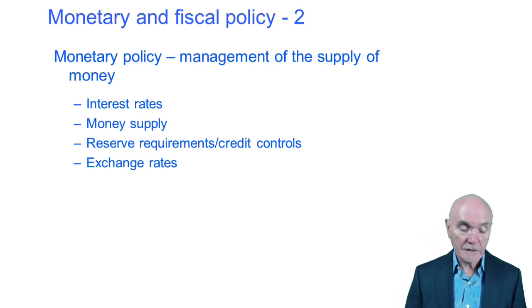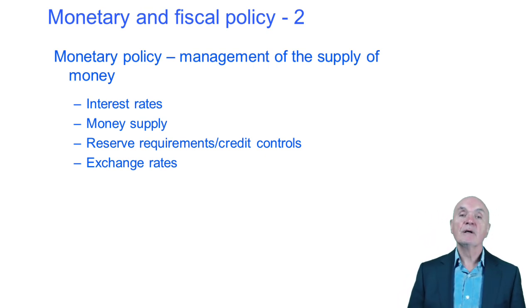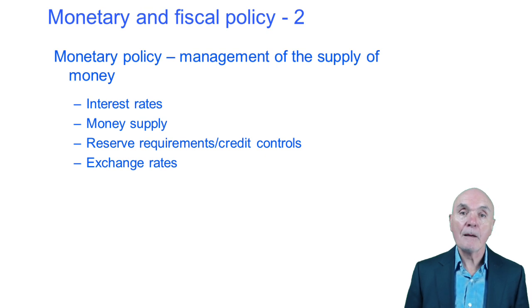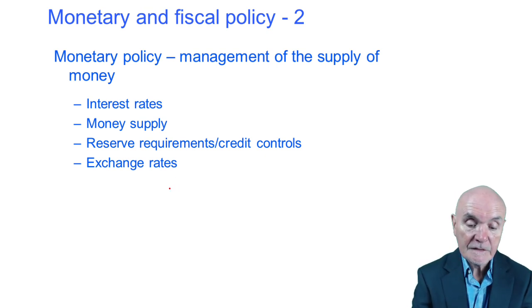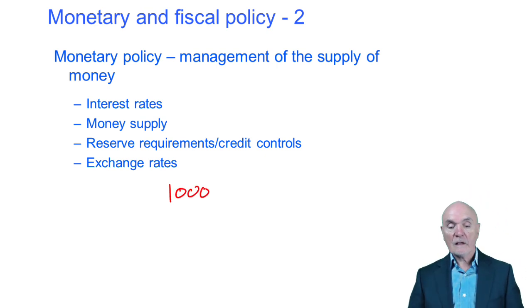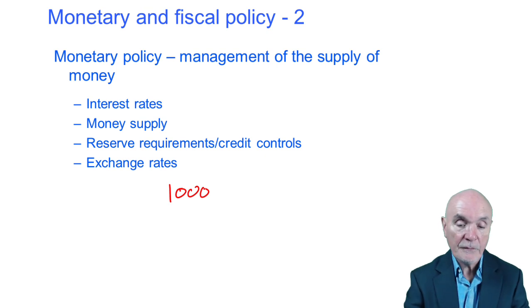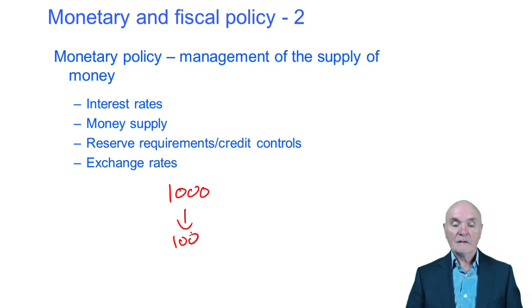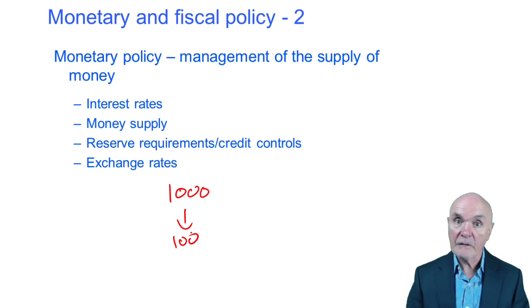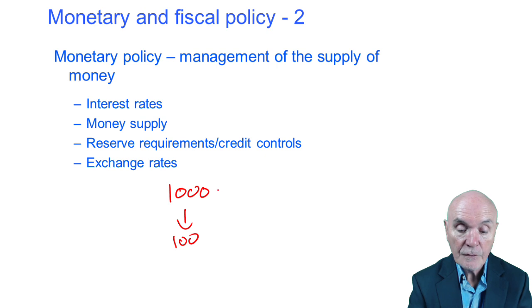Reserve requirements and credit controls. This is saying how much money banks can lend on. So if I deposit money in the bank of 1,000, the government might say that you have to keep, for safety, 10% of that in the bank. So you can repay people if they want their money back, and you lend on to people 900.